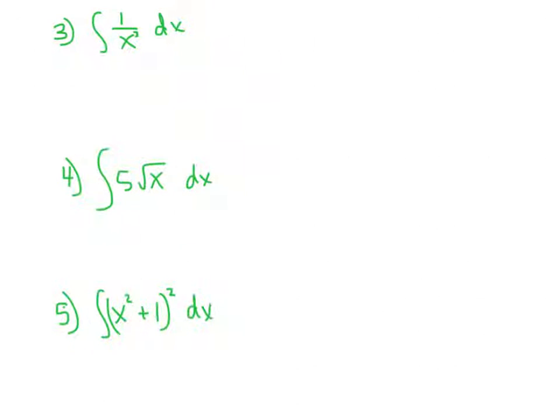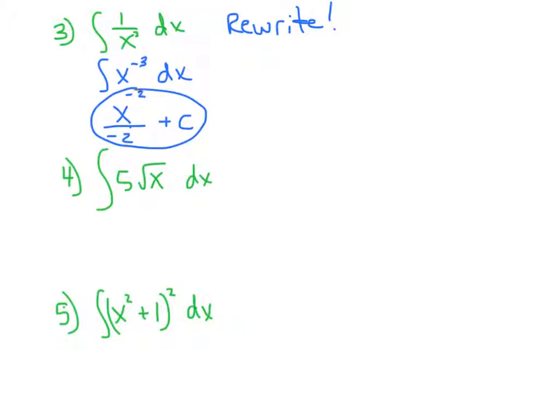Okay, let's go ahead and work through these next few problems one at a time. So the first one asks for the integral of 1 over x cubed dx. Okay, just like with derivatives, it is a very good idea to first of all rewrite. All right, so we're going to go ahead and rewrite this as the integral of x to the negative 3 dx. And then we're going to go ahead and follow our rule. So that would be x to the negative 3 plus 1 would be negative 2, over negative 2, plus c. So that's our answer.